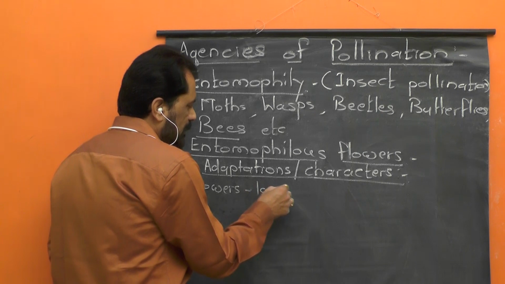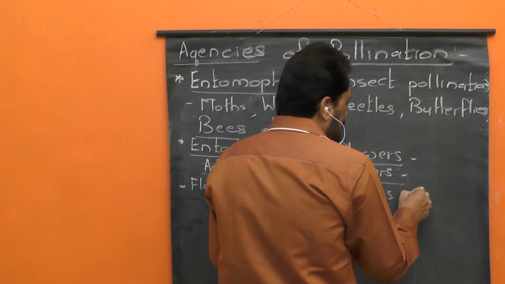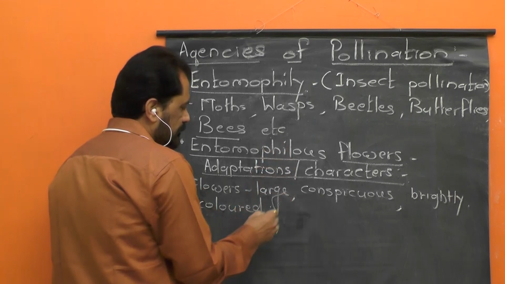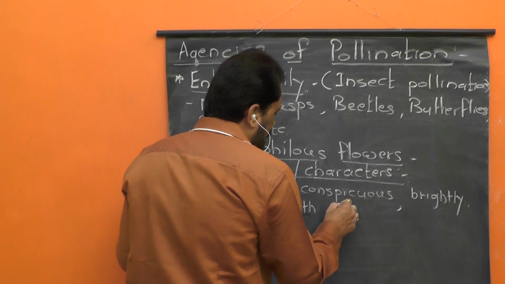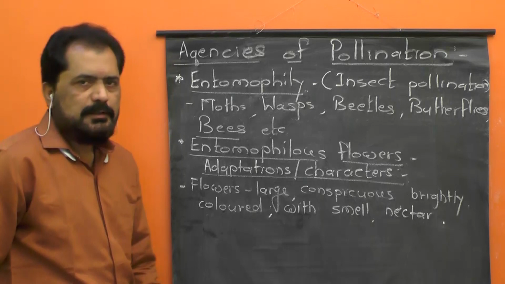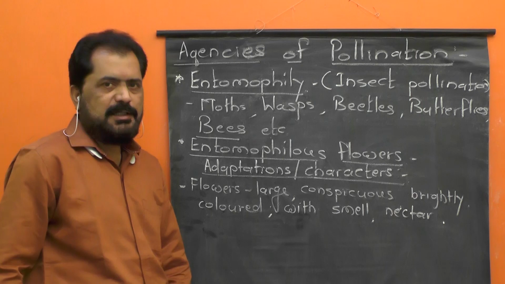First adaptation: the flowers are large, conspicuous, brightly colored, with fragrance or a particular smell, nectar, etc. The flowers are large, conspicuous, in the sense we can say easily detectable, easily noticeable.